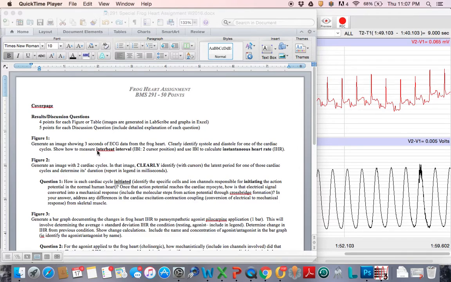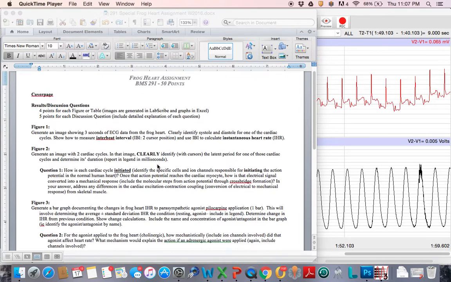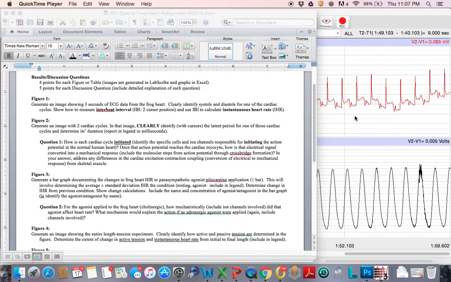Everybody, I've put together a modified heart assignment for you guys. So check Blackboard because I've actually updated the assignment and also put forward the sample files that you can use to generate your data. So here's what we're looking at. I'm going to start off with figure 1 here.